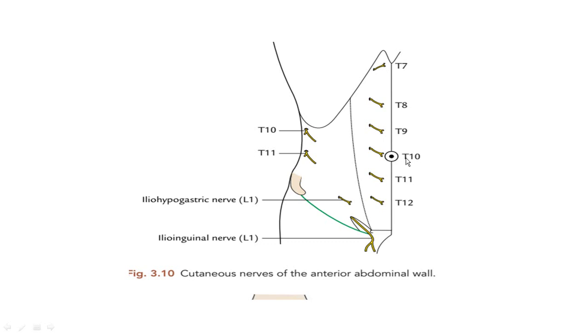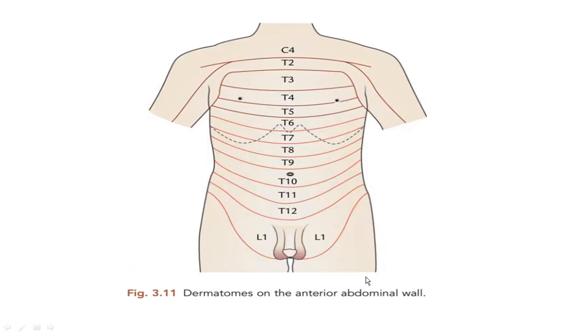Therefore, the visceral pain of appendicitis is referred to the umbilicus, as you know. Note the appendix is supplied by the 10th spinal segment, the same as the skin around the umbilicus. Thus, the visceral pain of appendicitis is referred to the umbilicus.